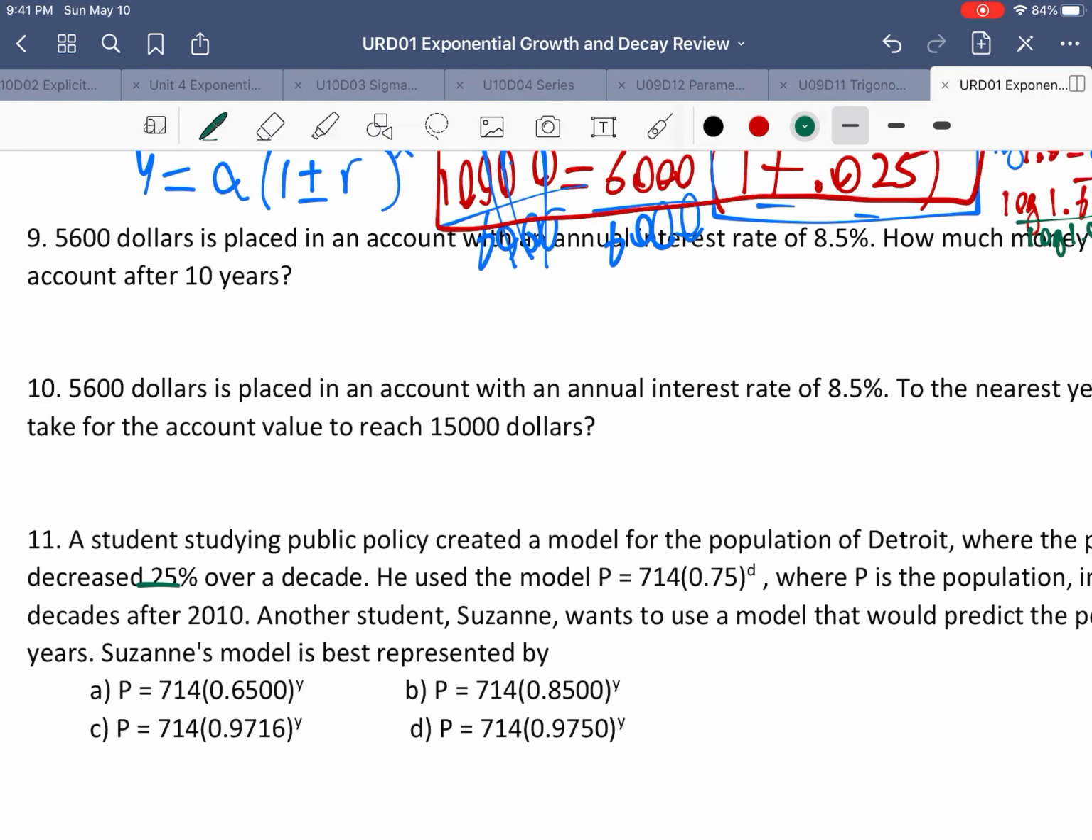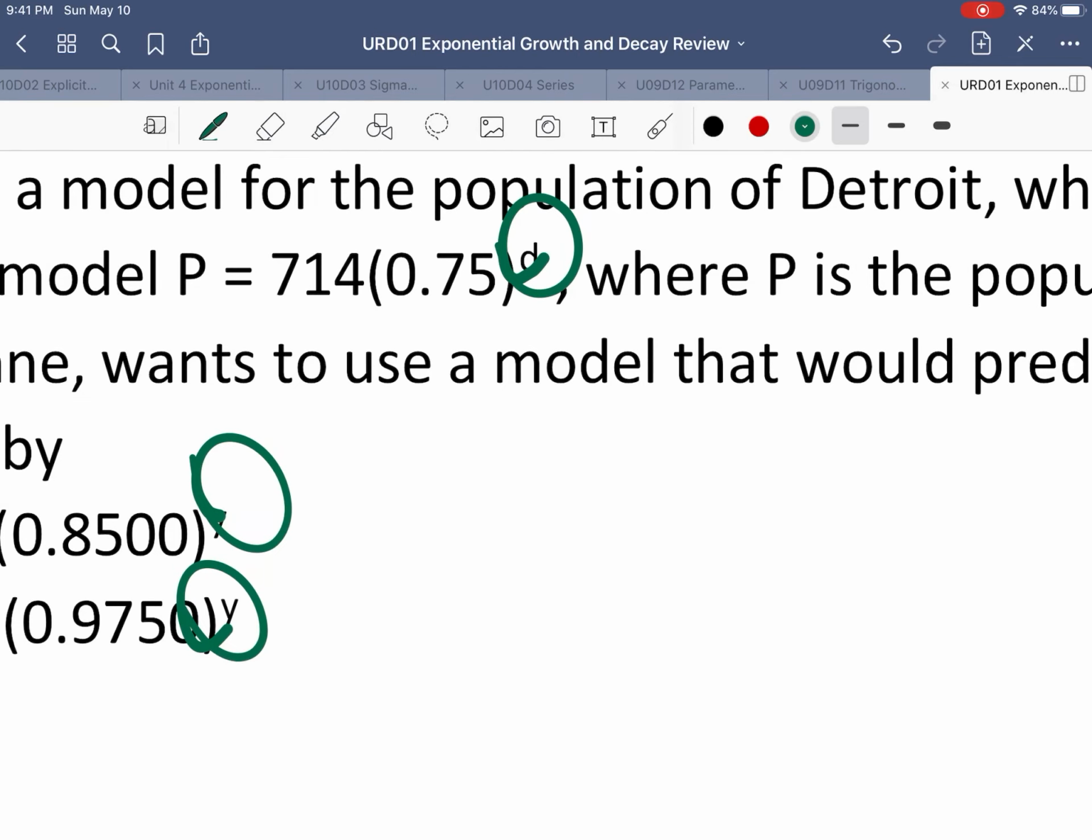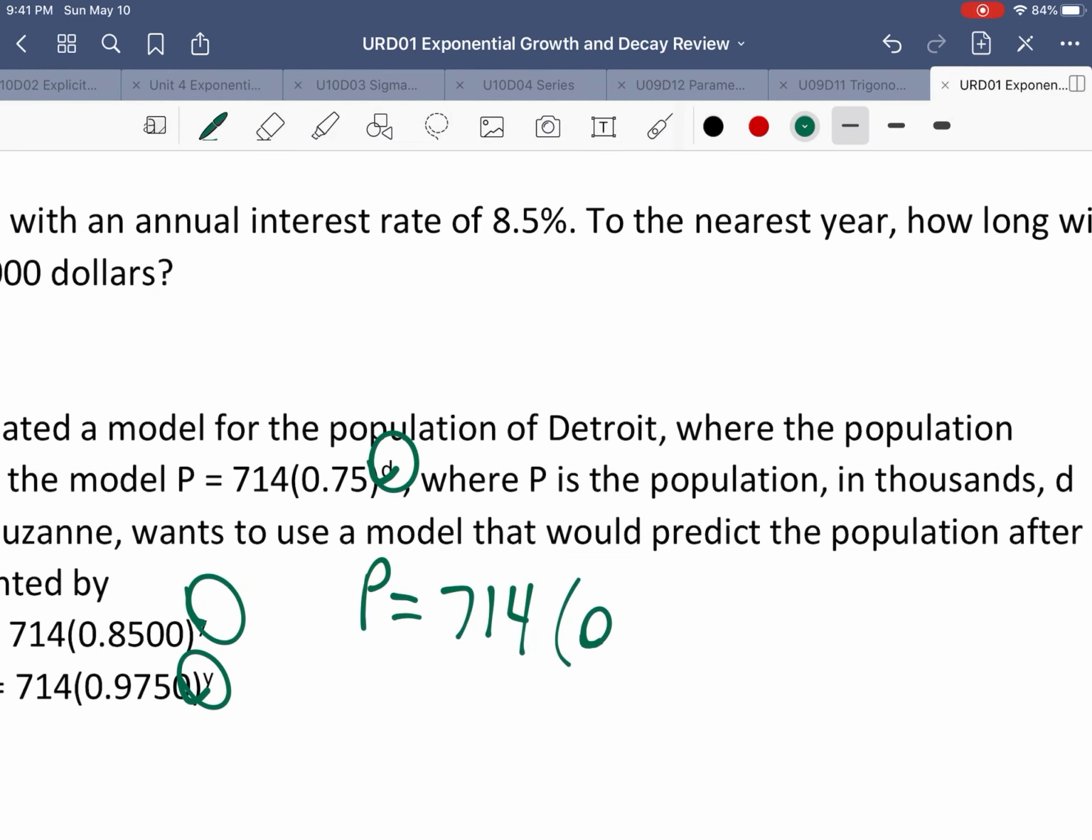So these multiple choice options might not look all that different, but you'll notice that all of them have a y in them, and that's because this is in years. So we have to somehow convert d into years. So the way we're going to do that is we're going to say the population is equal to 714 times 0.75. And now I need to have years here, but it needs to be something that makes sense. So it's not years. How many years does it take for this decay to happen? So 0.75 is the same thing as 1 minus 0.25, which is why this is a 25% decay.